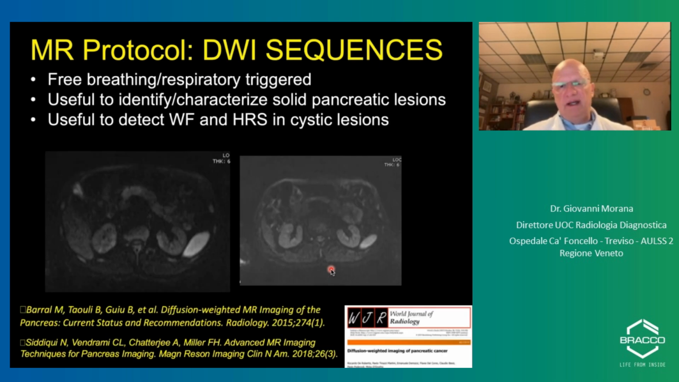DWI nowadays is a very important tool because it's used not only to detect but also to characterize the lesion and to follow up many lesions such as IPMN or other lesions. It's a very fast sequence. Nowadays, we can have upper abdomen DWI in less than 2 minutes with the new sequences. That means in a standard protocol it does not take too much time to perform.